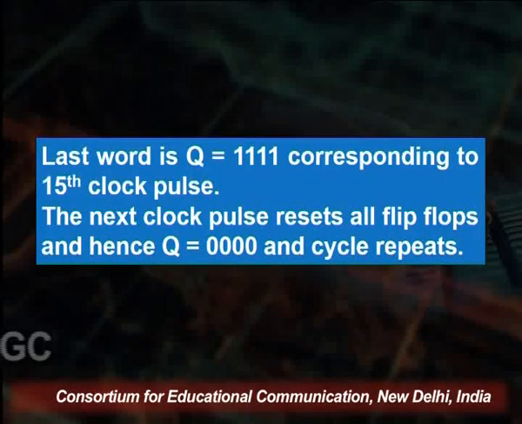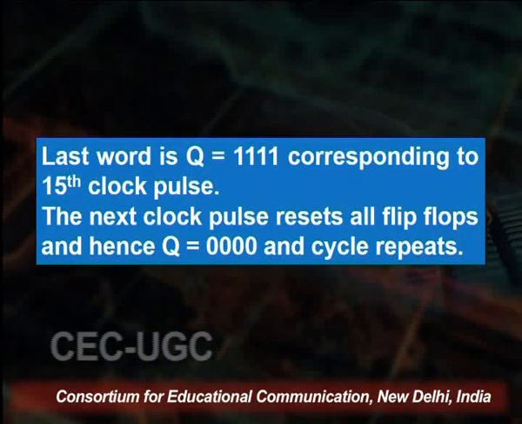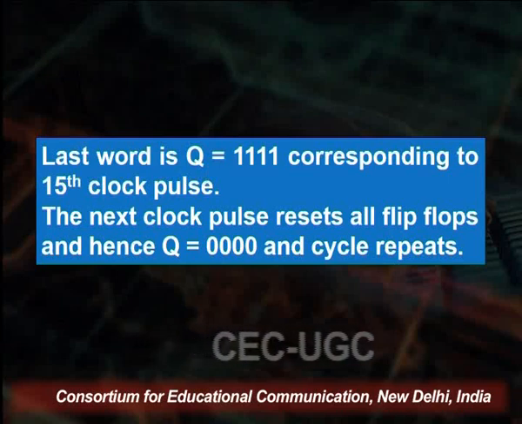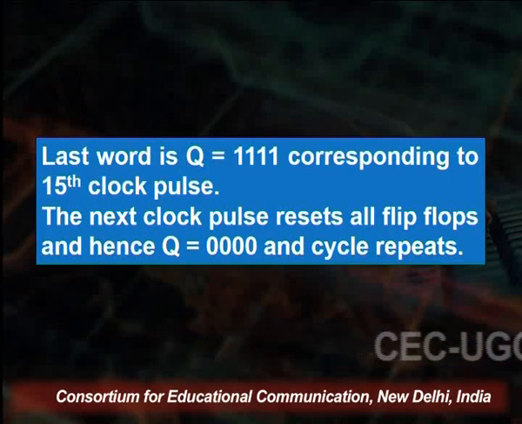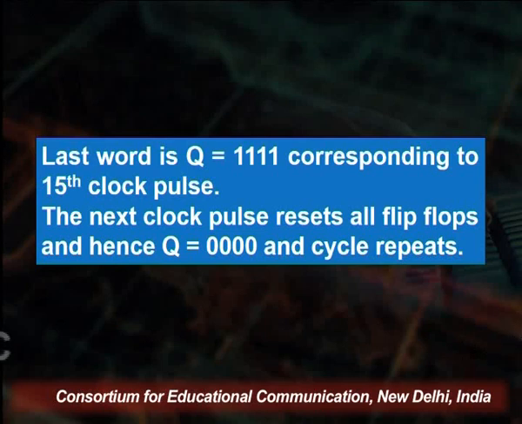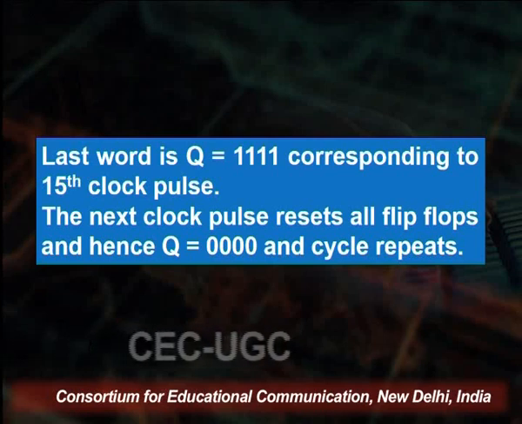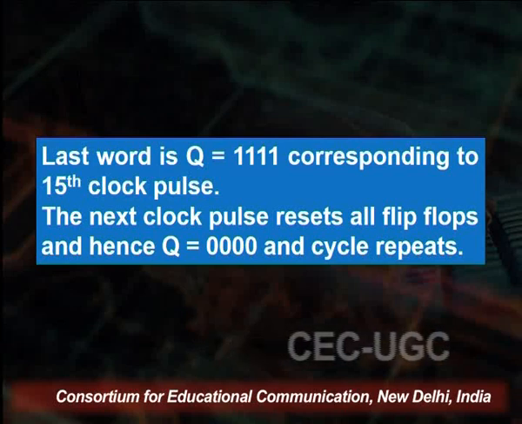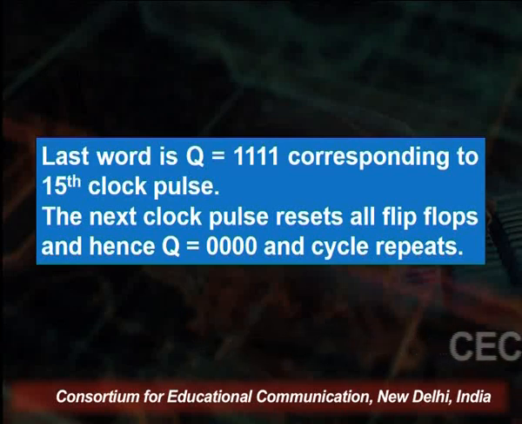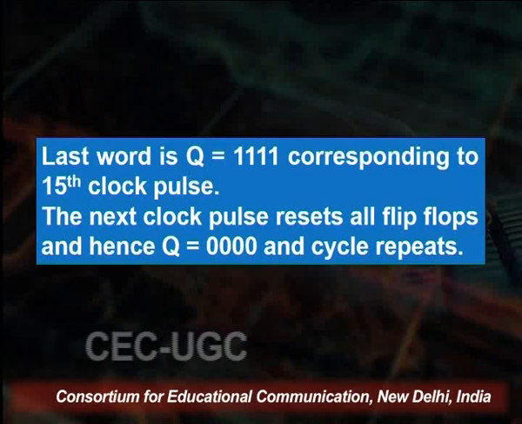So the last word that is stored in this 4-bit ripple counter is Q equaling 1 1 1 1, and if we have the 16th clock pulse, then the ripple counter resets itself and we get Q3, Q2, Q1, Q0 as 0 0 0 0. At the 17th clock pulse, the cycle starts to repeat, and we get Q3, Q2, Q1, Q0 as 0 0 0 1.